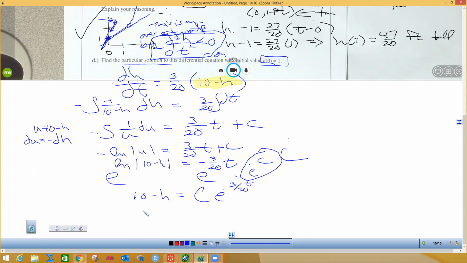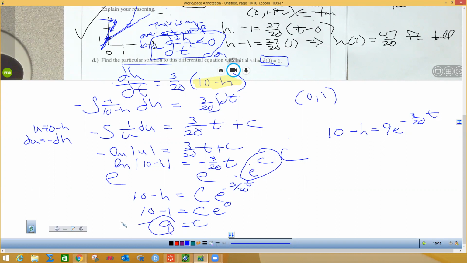Now when I get to this point, I plug in the point I have. We're going to use the point (0, 1). So 10 minus 1 equals c times e to the 0 power, so c is going to be 9. So I have 10 minus h equals 9e to the negative 3/20 t power. Whenever you plug the number in, you have to plug it back into the line you're working with, not somewhere else.